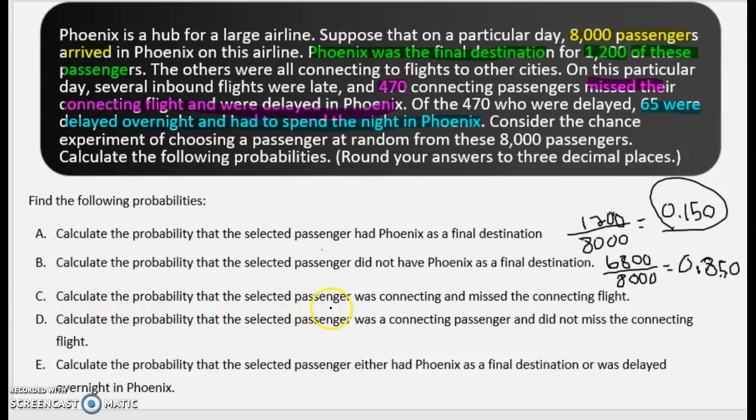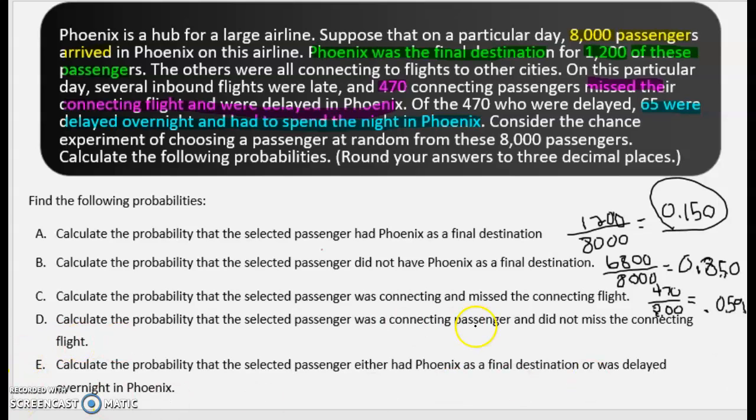Part C, calculate the probability that the selected passenger was connecting and missed the connecting flight. So from that 8,000, you want the ones that were connecting but missed the connecting flight. Of the 6,800, we know that 470 of them missed their flight. So that 470 would be out of 8,000 total passengers. And when I do that division, I get 0.05875. So 0.059 is what I would round to. And I know WebAssign is real particular about rounding, so be careful on that.